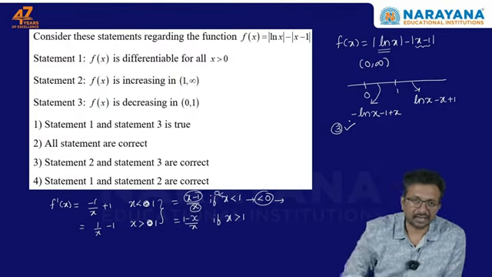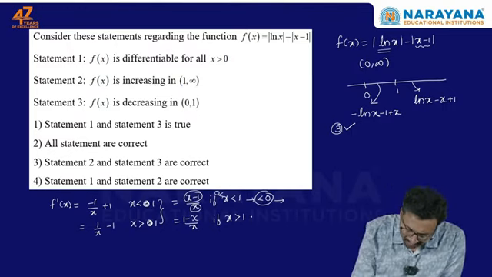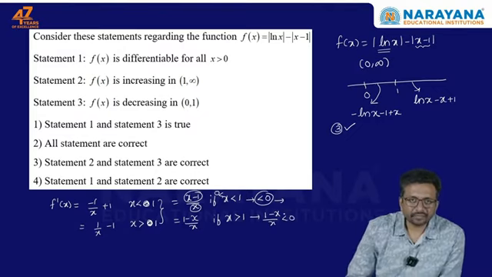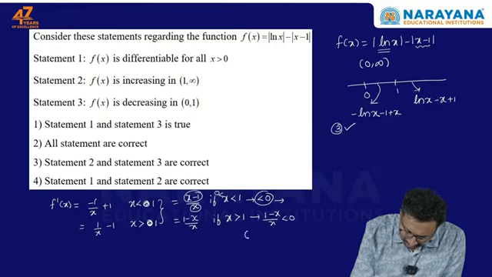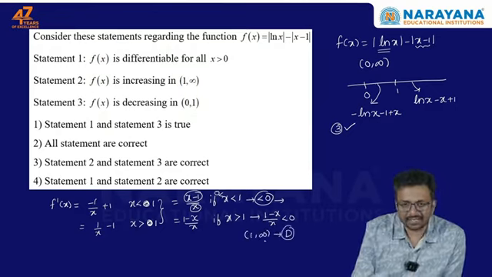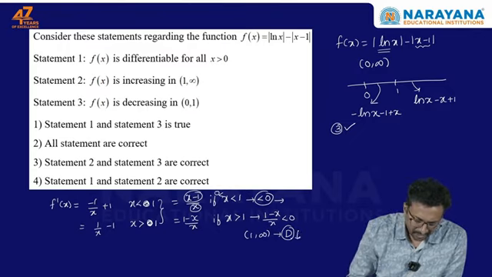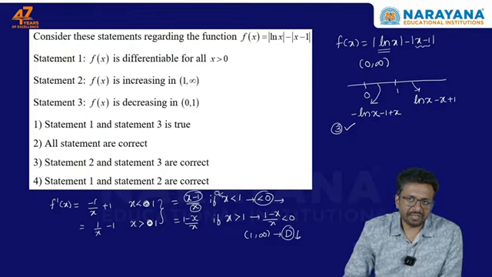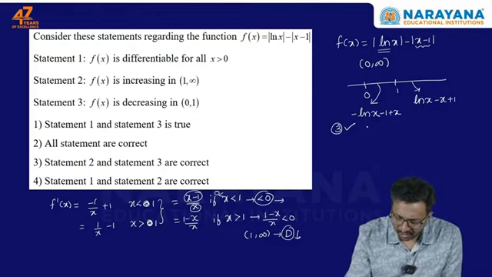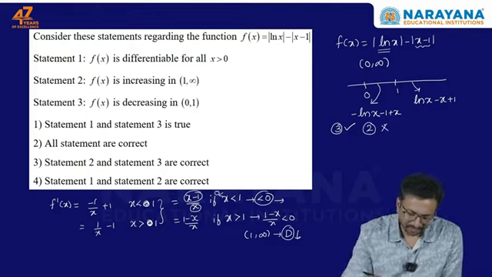Statement 3 is correct. Next, if x is greater than 1, you can see that (1 minus x) by x is also negative, right? So even after 1, that means from 1 to infinity, the function is also decreasing, right? So statement 2 says that f of x is increasing in 1 to infinity, which is wrong. So statement 2 is wrong.